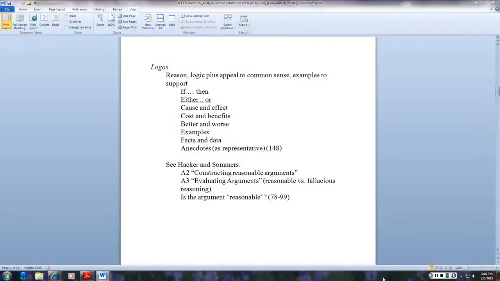First of all, logic or reason as an appeal goes to common sense. We use examples to support. In the Writing Today text, they identify these specific types of reasoning that can be categorized as logical appeals. And then when we look at the Hacker and Summers text, we can see that they address what reasonable arguments look like and whether or not arguments are reasonable or fallacious, logical fallacies, and by evaluating our argument, we determine if the argument is reasonable and therefore if the logic is not only effective but valid.